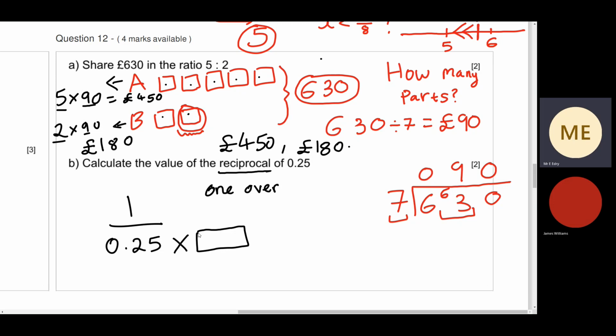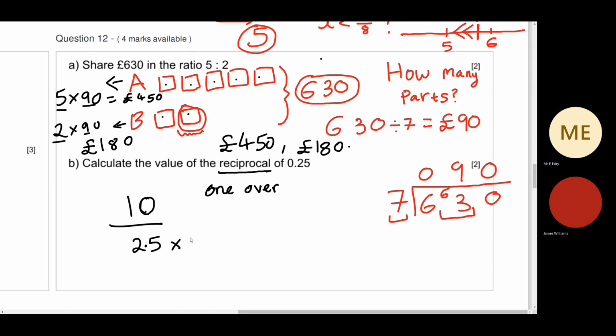Okay, we could times it by 10. That will give us 2.5. So if I times the bottom by 10, I would have to times the top by 10. So now I've got 10 over 2.5, but I still need the bottom to be a whole number. So what could I times the bottom by to make it a whole number? Times it by 10 again, because if I times it by 10, the decimal will go one place to the right. And if I times the bottom by 10, I need to times the top by 10. So we end up with 100 over 25.